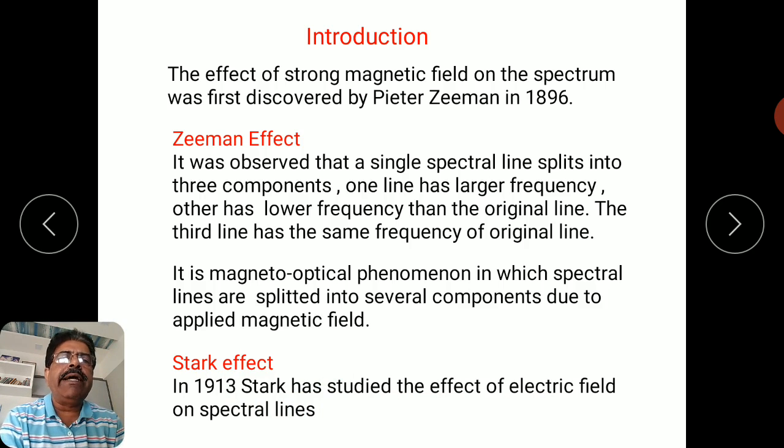It is observed that a strong electric field also has an impact on the spectral lines. The spectral lines will be split and will have additional fine structure because of the strong electric field. And this is the Stark effect. So the Zeeman effect is due to application of a magnetic field, and the Stark effect is due to application of an electric field. Both of these fields have an effect on the fine structure of the spectral lines.